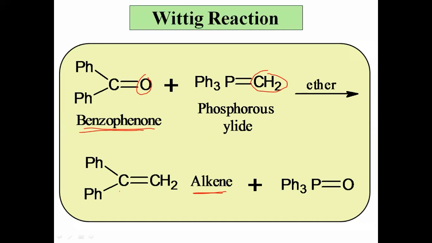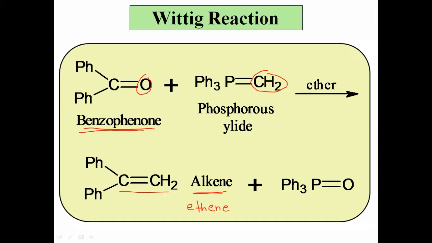What is the name of this substituted alkene? Here there are two carbons, which means the parent alkene is ethene. Which is the parent alkene? Ethene. Now, one carbon has two phenyl groups, so what can we call this? 1,1-diphenylethene. This is the name of that alkene, and thus benzophenone converts into the corresponding alkene, and this reaction is the Wittig reaction.